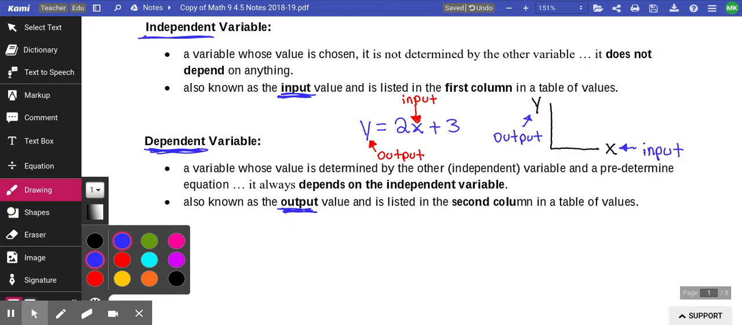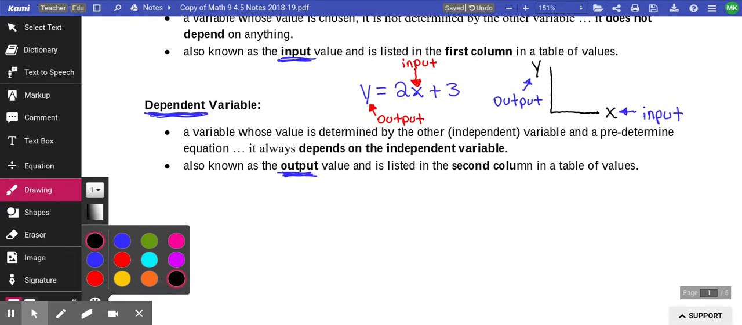This also means that if we had a table of values, the first column is my input. My second one is my output. I think that's everything we've done.